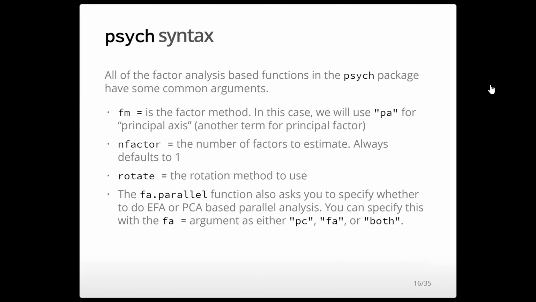So all of the factor analysis based functions in the psych package have some common arguments. FM is the factor method. So here we're going to use PA for principal axis, which is the same as principal factor. N factor is the number of factors to estimate. This always defaults to 1. Rotate is the rotation method to use. And then the FA parallel function also asks whether you want to do EFA or PCA for the parallel analysis, or you can specify both. This is the FA equals argument. So you can specify it as PC, FA, or both. So here I'm going to do FA.